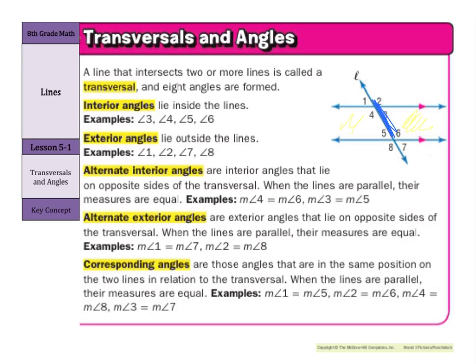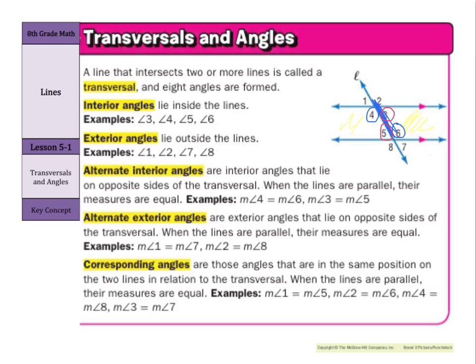So we're looking inside and opposite sides of the transversal. Well, they're saying 4 and 6. Look, here's 4, here's 6. They're on opposite sides of the transversal on the inside. They're also saying 3 and 5. And notice how those are on opposite sides of the transversal.